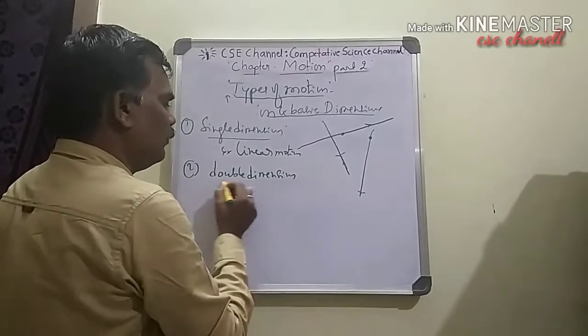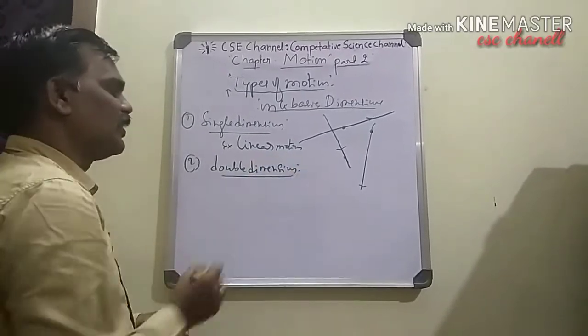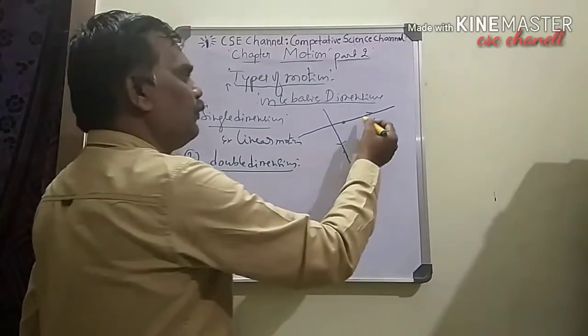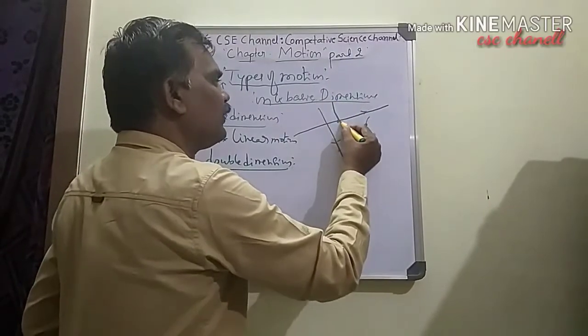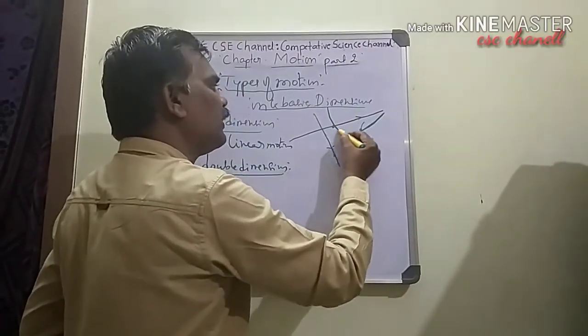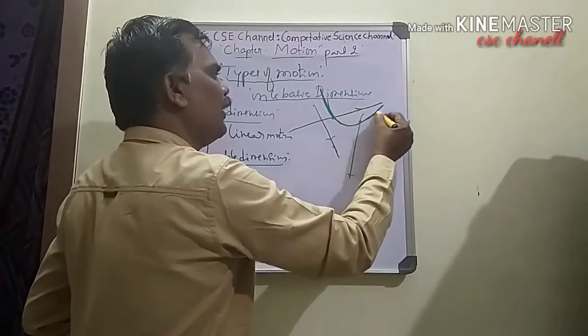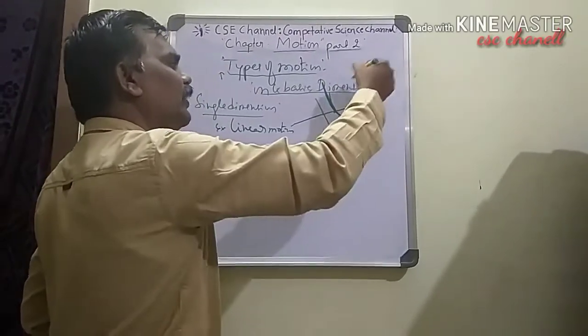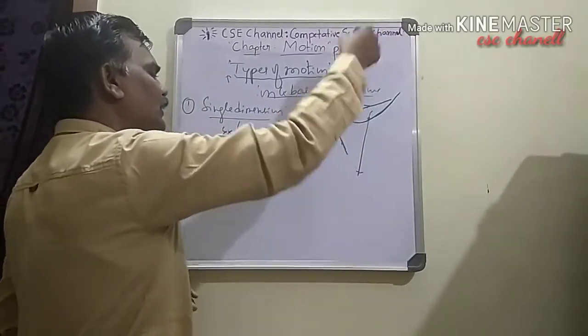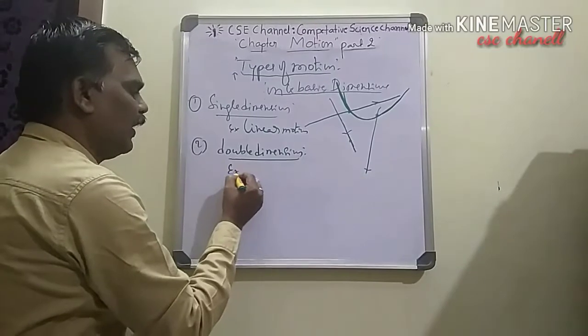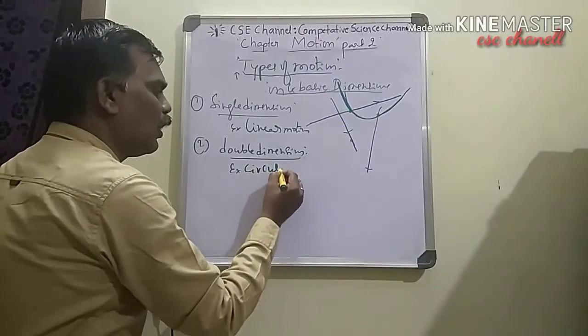The second type is double dimension, meaning two dimensional. If the motion involves any 2 of the 3 coordinates, the motion is represented in the form of a circle. Example, circular motion.